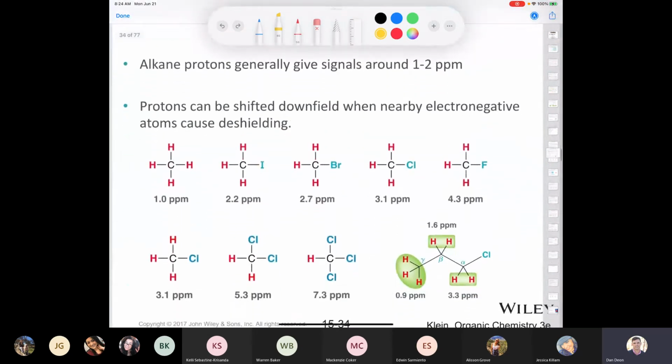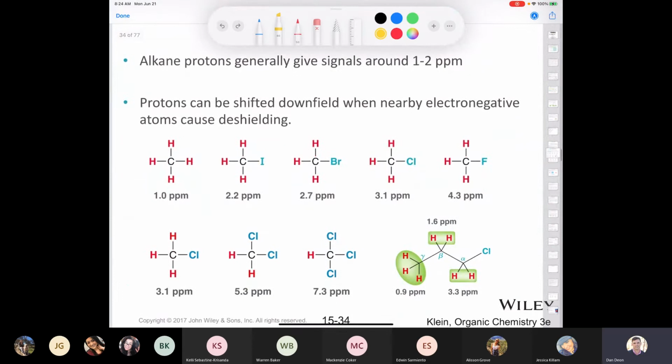So what about the chemical shift? Well, there's some general knowledge that you need to have about chemical shift. For example, the protons in an alkane are generally going to have chemical shifts around 1 to 2 parts per million. But the protons can be shifted downfield, to a higher energy portion of the spectrum, when we have nearby electronegative atoms. Why? Because they cause deshielding, because they are electron withdrawing.